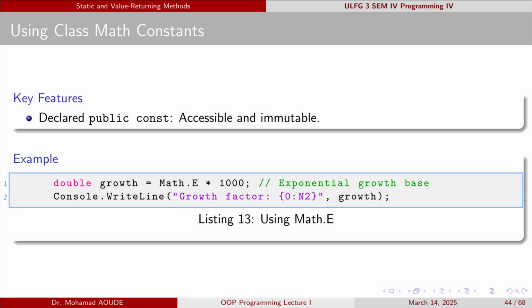Here's a practical use of a constant. We multiply Math.E by 1000 to calculate exponential growth. The result is printed nicely using WriteLine, formatting it to 2 decimal places. Constants like Math.E make your code more accurate and much easier to understand at a glance.